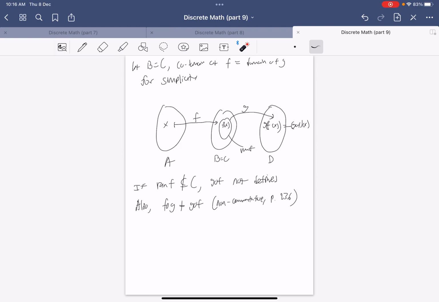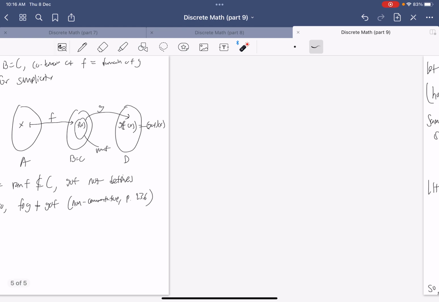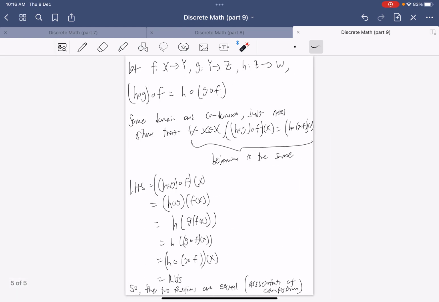Now that we know all these definitions and we already took note of what functions are, let's prove something about functions. What we'll prove is the associativity of composition. So we have three functions, f from x to y, g from y to z, and h from z to w. We want to prove that h circle g, this function composed with f, is the same function as h composed with g circle f.